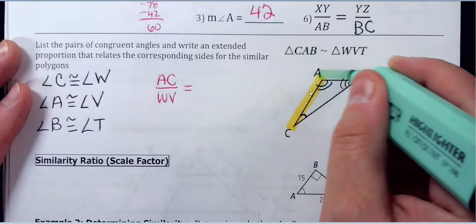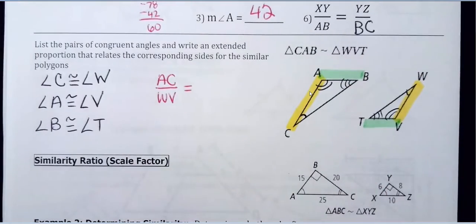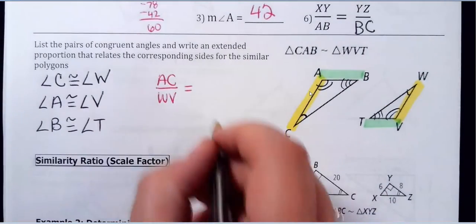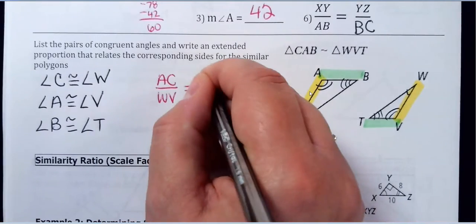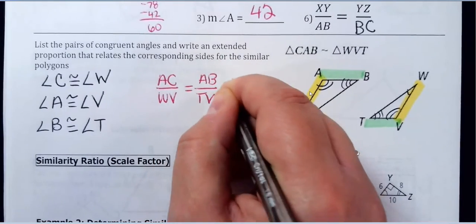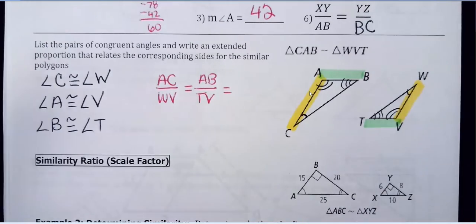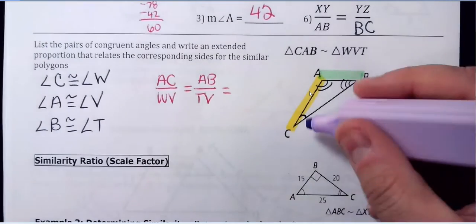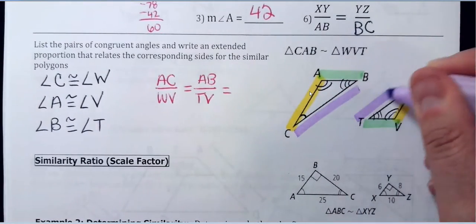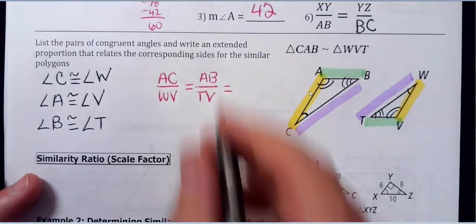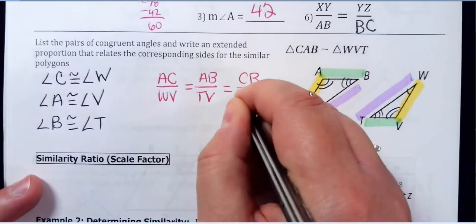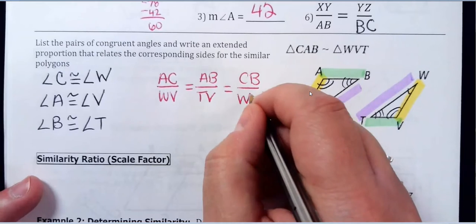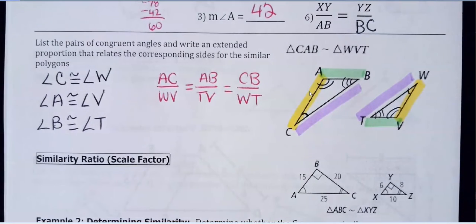A to B would go with T to V. So then I can write another step to this proportion here. I'd say AB over TV. These would all be equal to each other if we actually had numbers in this. And then the last set, CB, that side is going to go with WT. So I'm just say CB over WT. And as long as all the top numbers are from the bigger triangle, all the bottom numbers are from the smaller triangle, as long as you set them up consistently, those fractions would all be equal to each other.